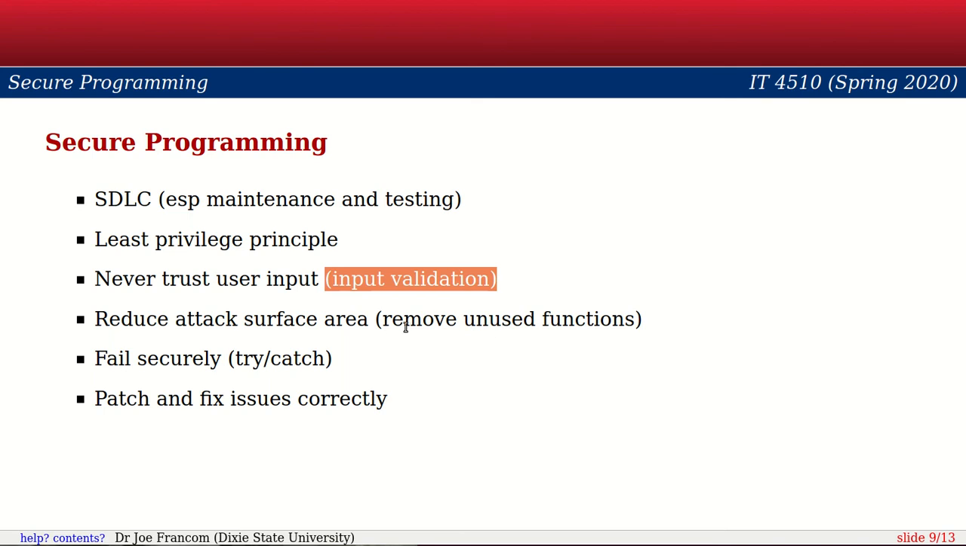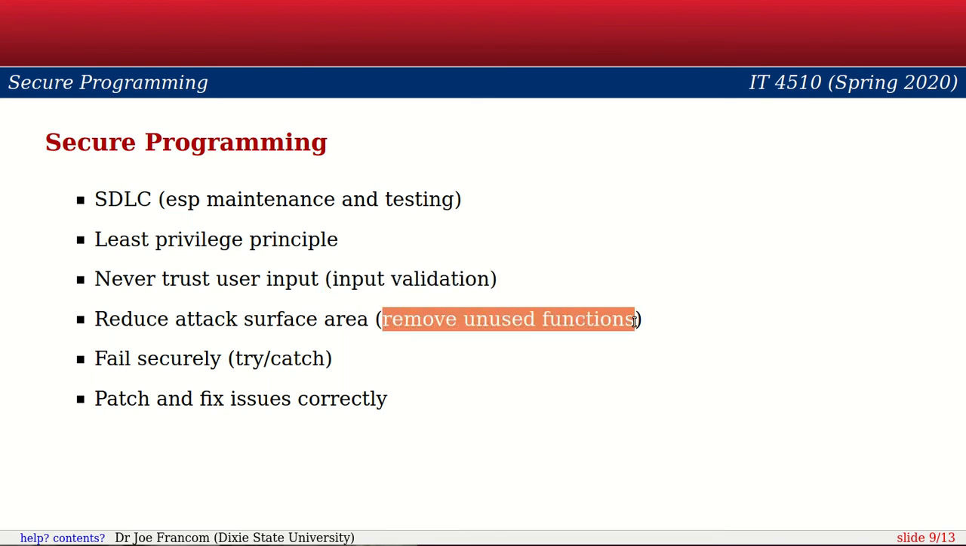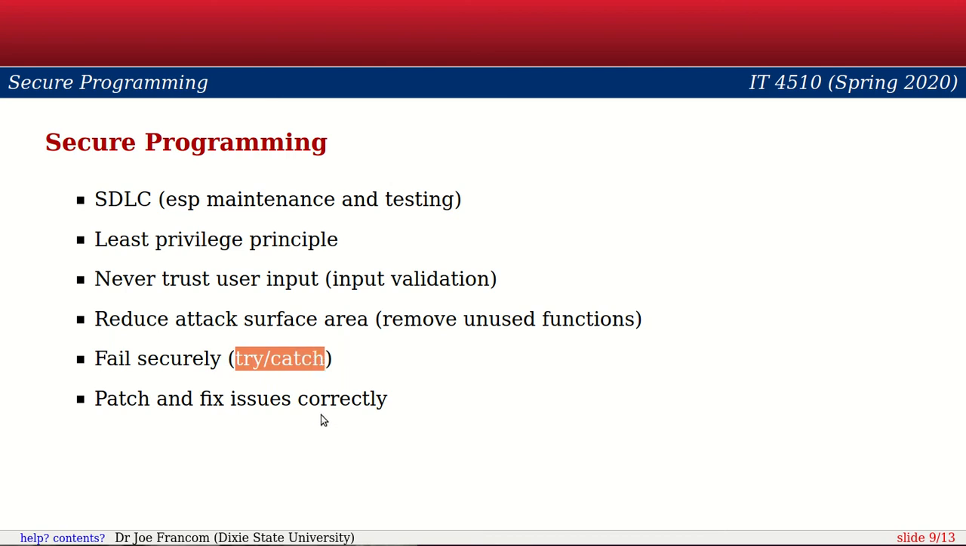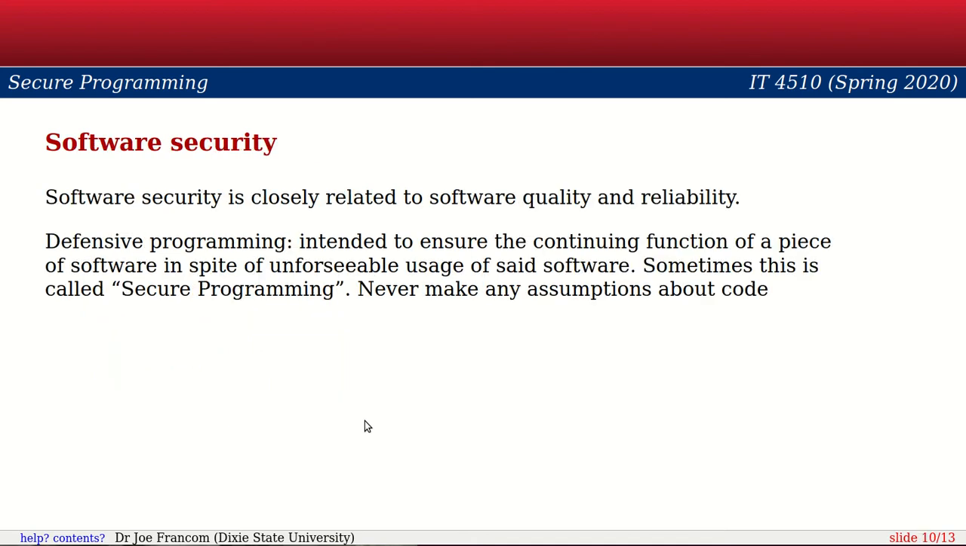Remove unused functions. If your code doesn't need those functions anymore, remove them. Fail securely. Use try-catch blocks or exceptions. Patch and fix issues correctly. If we would have patched our XM server, we would not have been hacked. So stay up to date on patches. If you go look at WordPress, they probably have patches every month to fix different issues, and they have been susceptible to buffer overflows in the past. So we kind of talked about that.